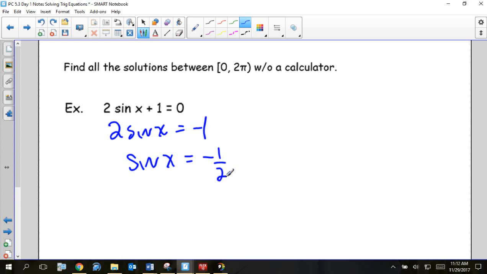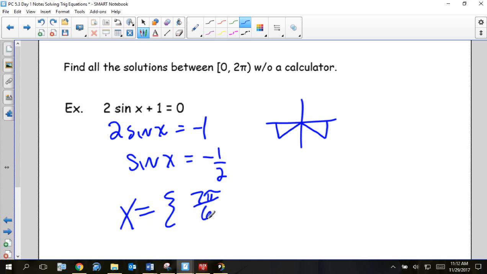Now I need to solve for x. All I have left to get rid of is sine. So this is inverse sine. Where is sine negative a half? At what angle? That's what I'm trying to solve for. Sine is negative in the third and fourth quadrants, so 7 pi over 6. I can hear you guys think. And 11 pi over 6.